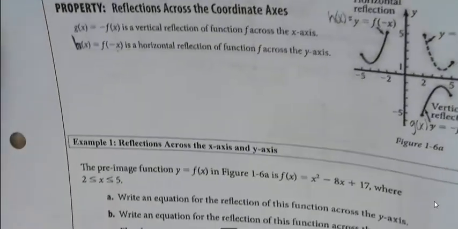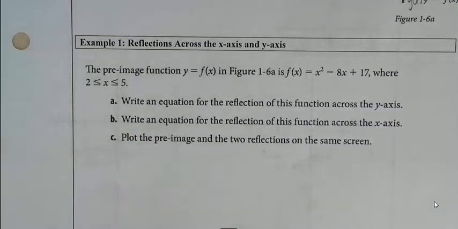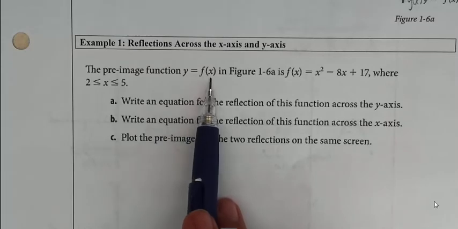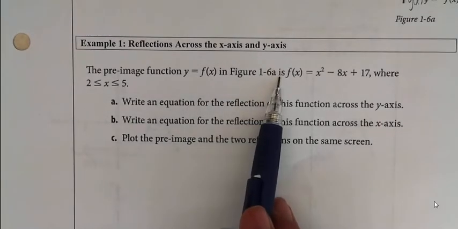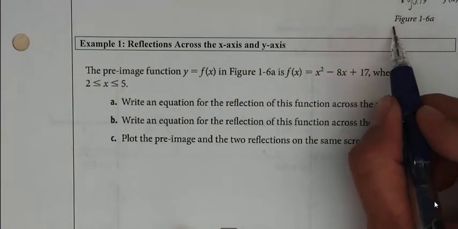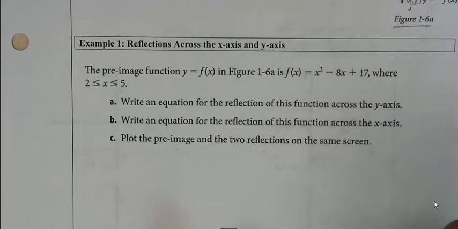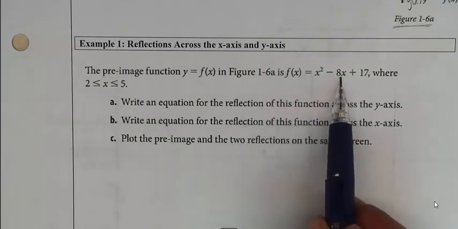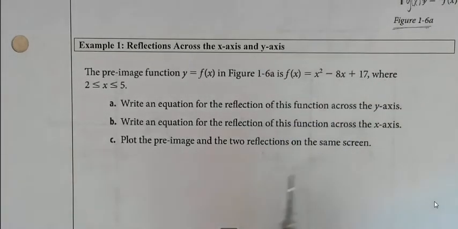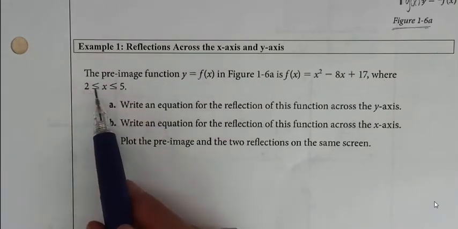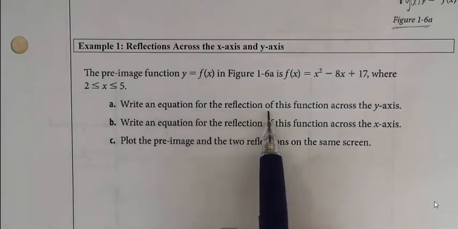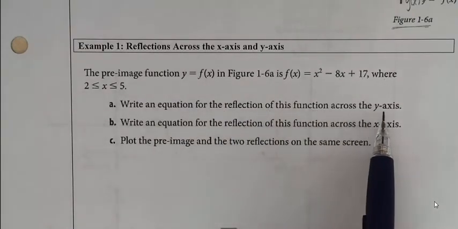All right, so let's do an example here. We have the preimage function, which is y equals f of x, in figure 1-6a. It's up here, so I actually did it for us. I gave us a picture of it. It's f of x equals x squared minus 8x plus 17, where our domain is between 2 and 5. For part a, we're going to write an equation for the reflection of the function across the y-axis.